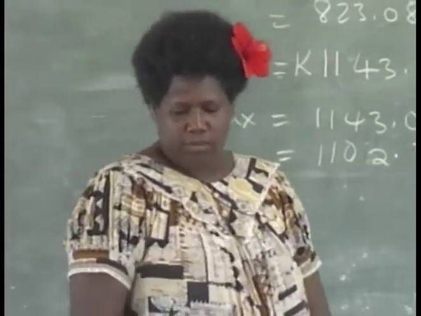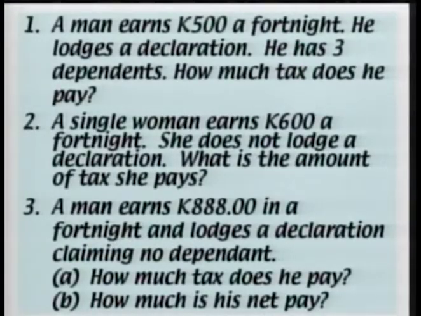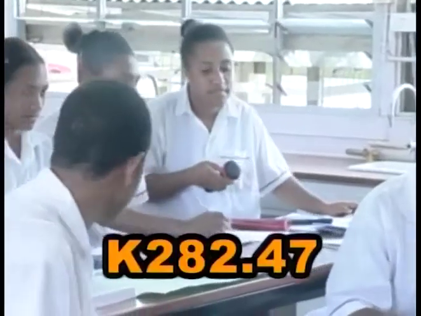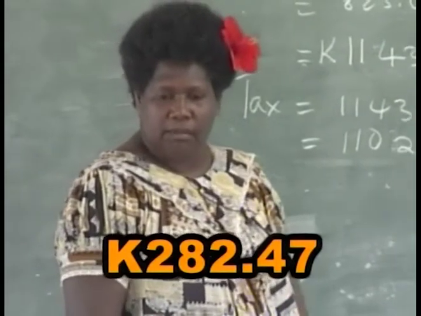All right, number 2, a single woman earns 600 kina a fortnight. She does not lodge a declaration. What is the amount of tax she pays? Miriam, your group. She pays 282 kina 47 toya. You other groups agree?